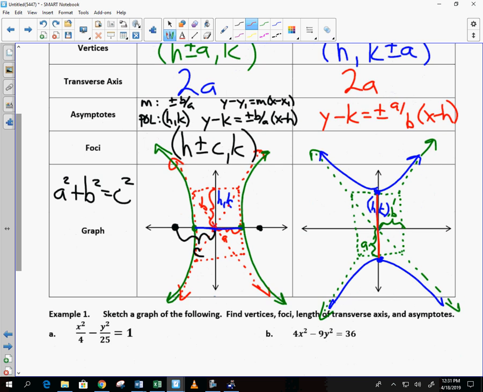The foci are still located c units from the center. And that will change the k value. It would be h, and then k plus or minus c. Lots of letters and very few numbers, huh? Ready to put numbers to it?